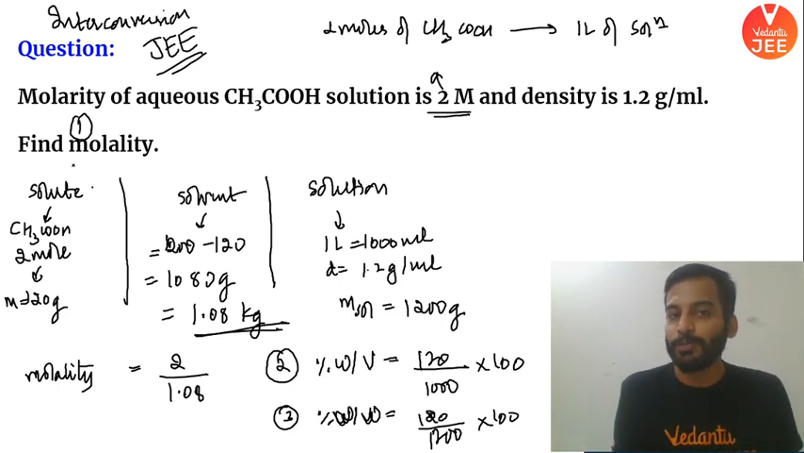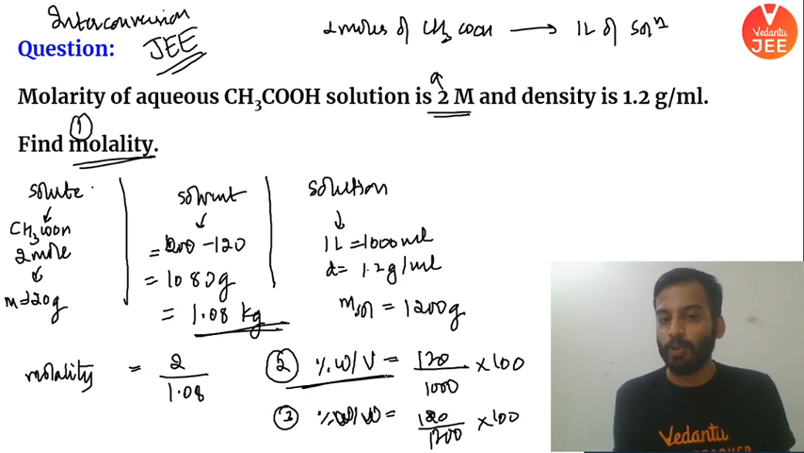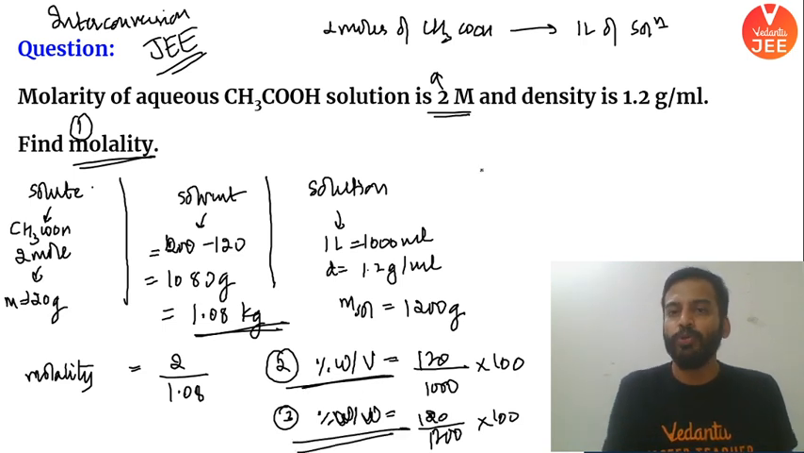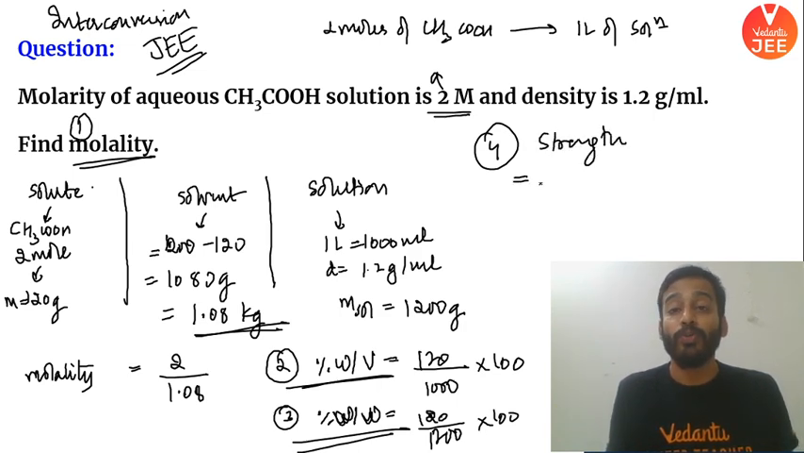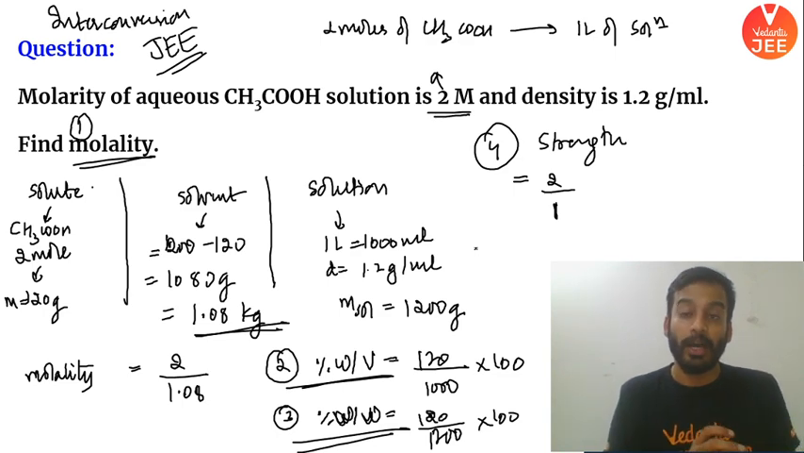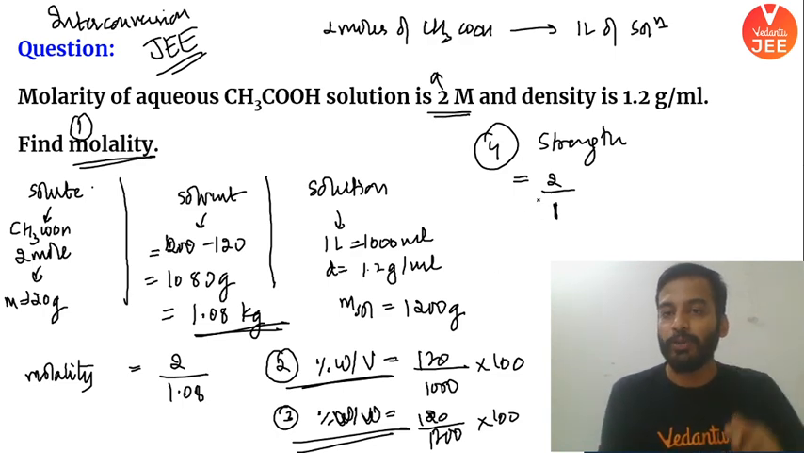Check this out. I ask molality, I ask percentage W by V, percentage W by W. Chalo, just for fun, find strength also. You can also find strength. Amount, number of moles, कितना 2 divided by volume of solution in liter, correct? Amount of solute into number of 120. This is 120 gram divided by 1 liter, correct?